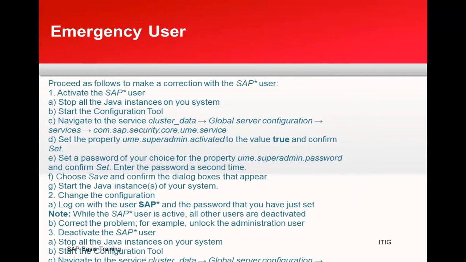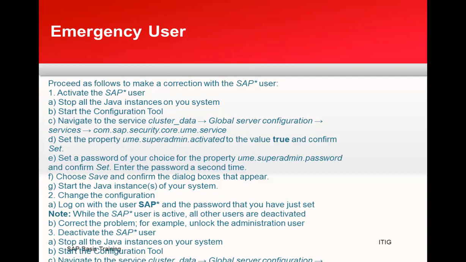Then let's talk about the emergency user. Let's go to the config tool to show you which parameter we need to change to activate the emergency user. The way it works is that when none of the users, such as J2EE_ADMIN or administrator, are available to log in or reset the passwords, then as a last resort you need to activate the SAP* user.